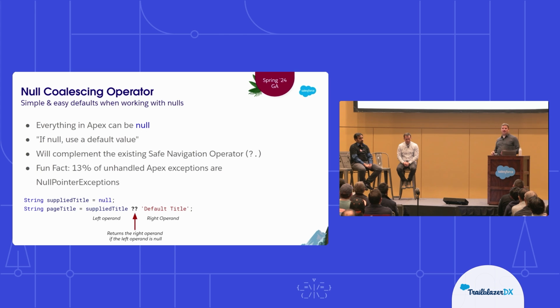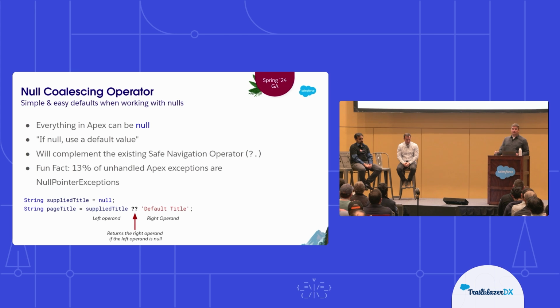And something to bear in mind about this type of operation is when we look at all the exceptions in production that can actually cause your transaction to terminate due to an unhandled exception, 13% of them are caused by null pointer exceptions. So it's definitely something you want to be considering in your code base.